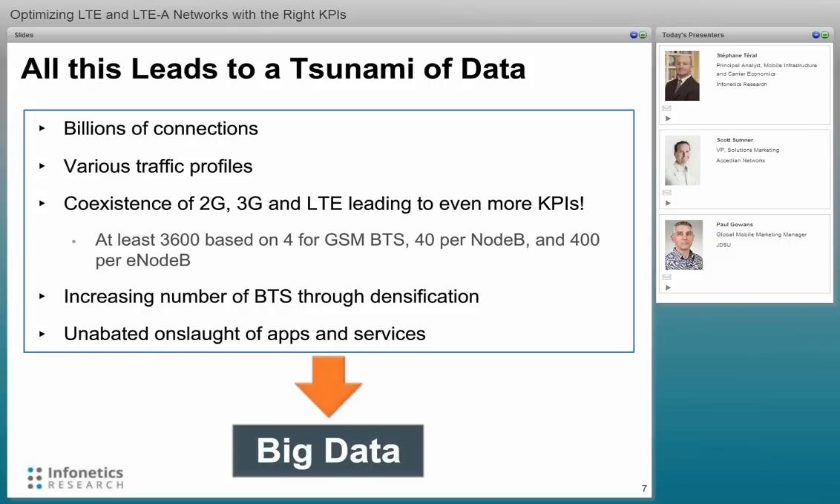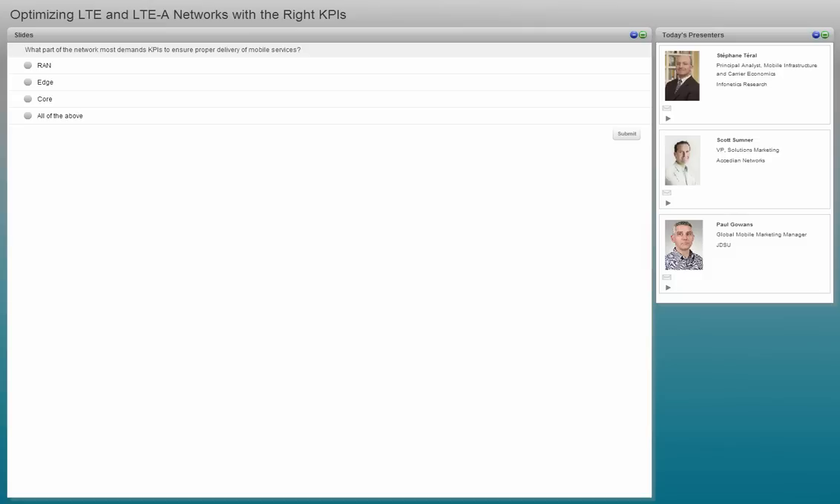So now, ladies and gentlemen, what I would like to do is to ask a question and have a poll and see what you think. So the question is, what part of the network most demands KPIs to ensure proper delivery of mobile services? Is this the radio access network? Is this the edge of the network, the core, or everything? All of the above. So let's see.